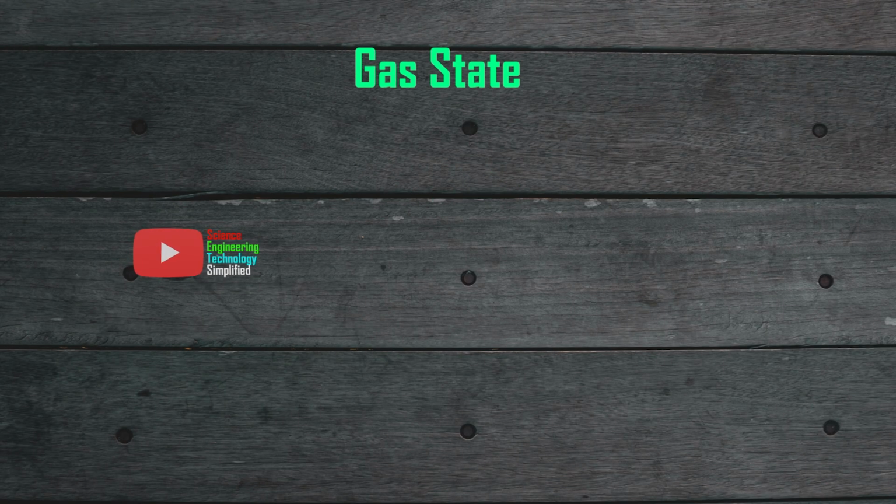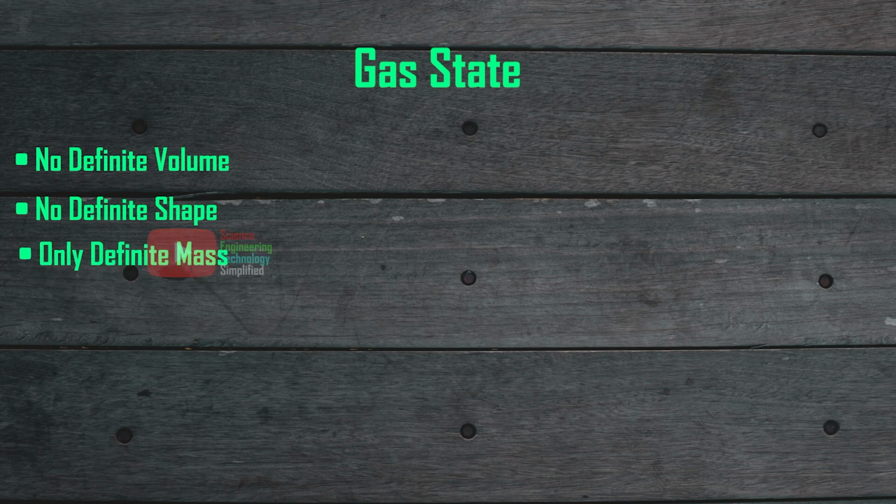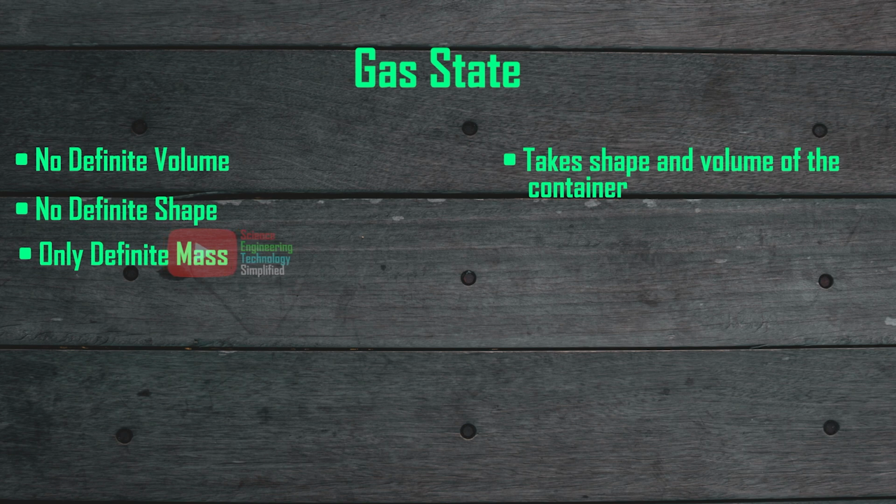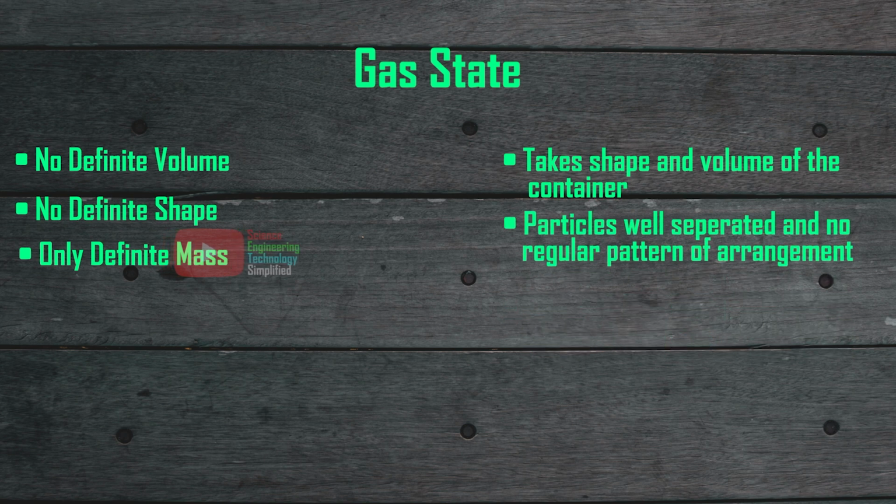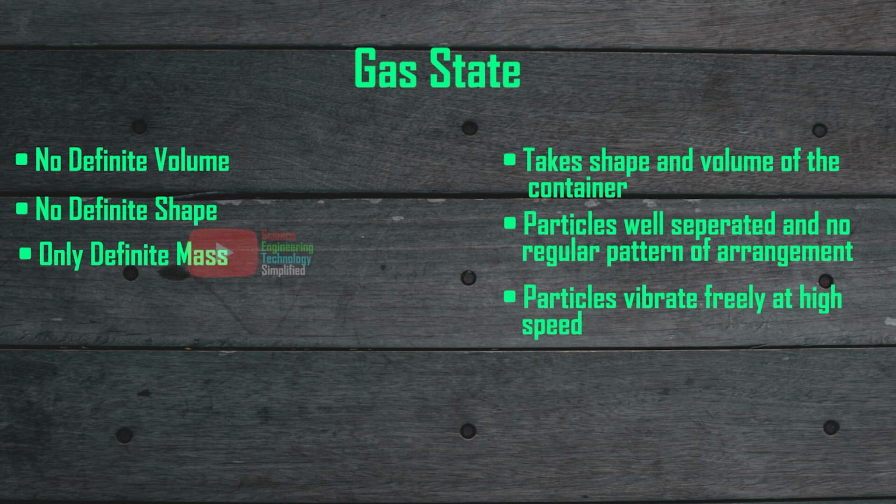Gas state. The matter in a gaseous state has neither definite volume, nor definite shape, but it has a definite mass. It takes the shape, and volume of the container, in which it is placed. Particles in a gas are well separated, with no regular pattern. It can vibrate freely at high speed.